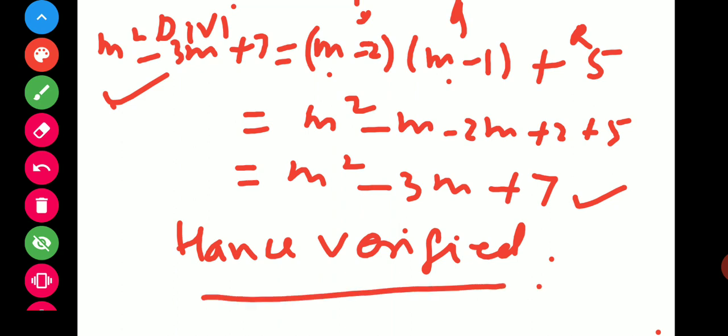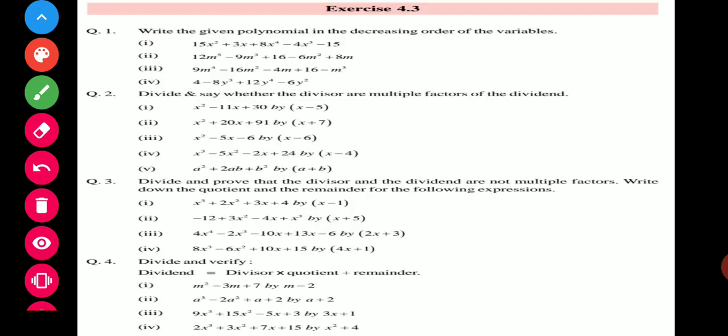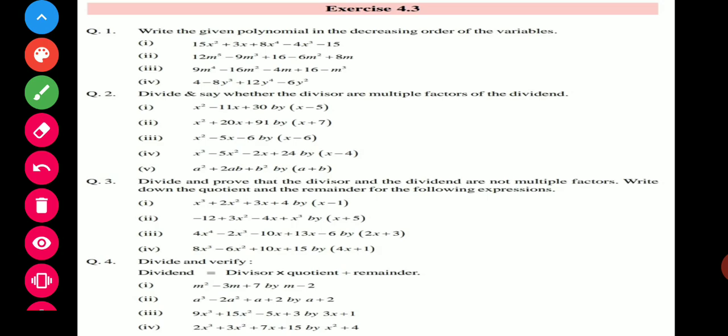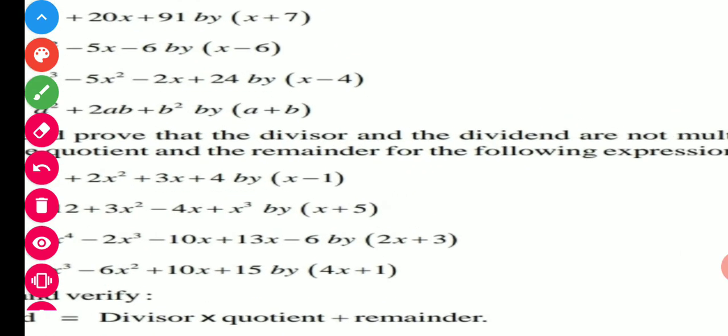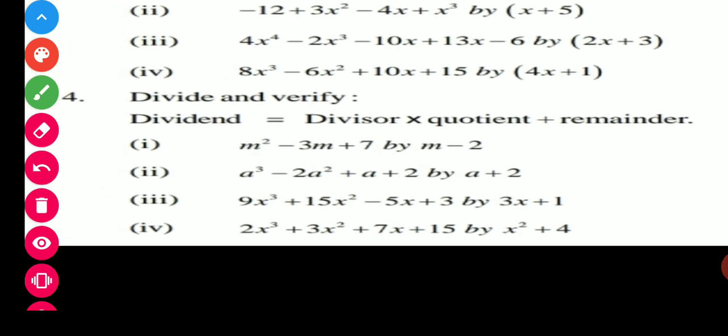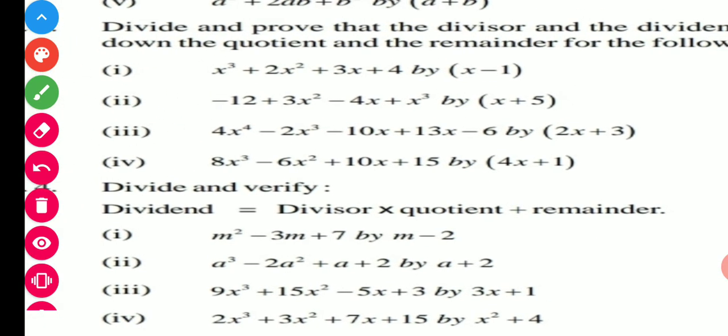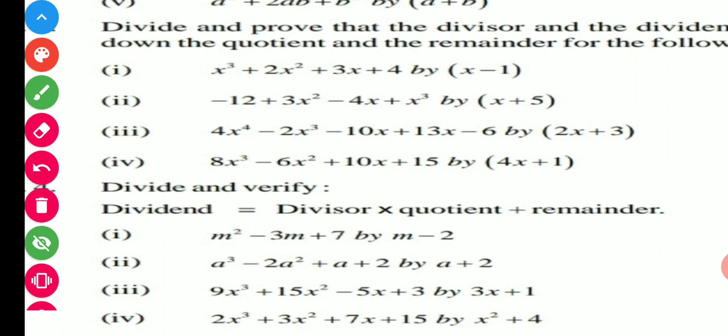सेम क्वेश्चंस आपको करने हैं इसमें. सो अदर पार्ट यू कैन डू वेरी इजी. इसके अदर पार्ट्स हैं, यू कैन डू वेरी वेल. So that part, that means the second part, third part and fourth part, it is your homework. So you can do it at home.